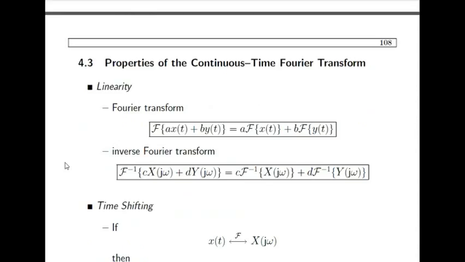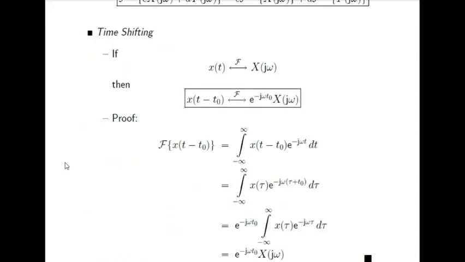The next property is the time shifting property. Let's consider x(t) has Fourier transform X(jω). Then x(t − t₀) will have Fourier transform e^(−jωt₀) X(jω). It is similar to what I told you in the Fourier series representation properties. The proof is also similar.